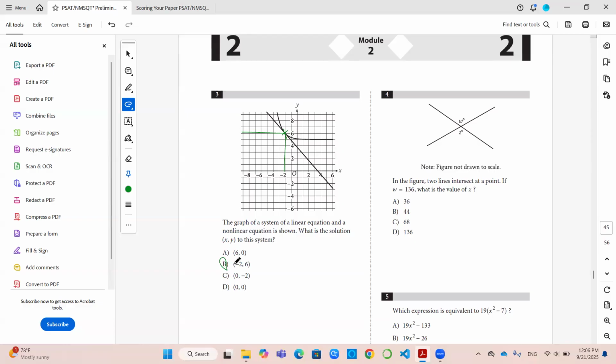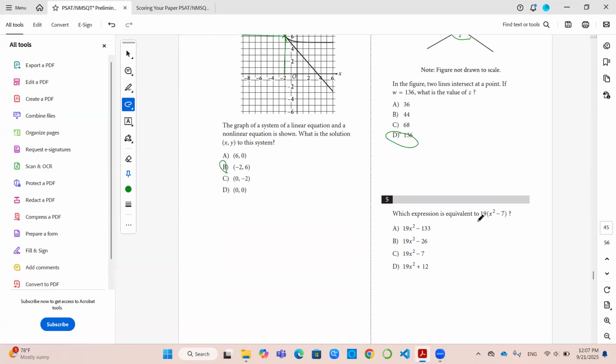Two lines intersect at a point. If W is 136, what is the value of Z? These two angles are the same because they intersect like this. So 136 is the correct answer.